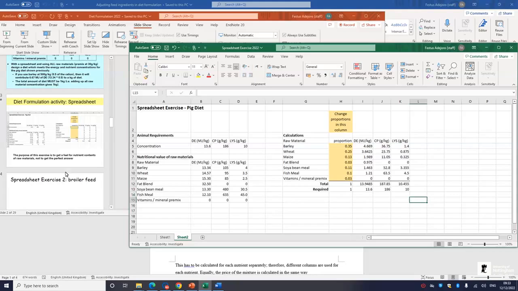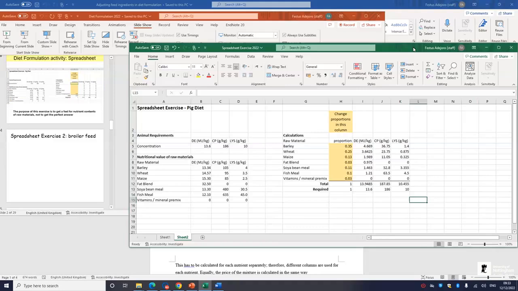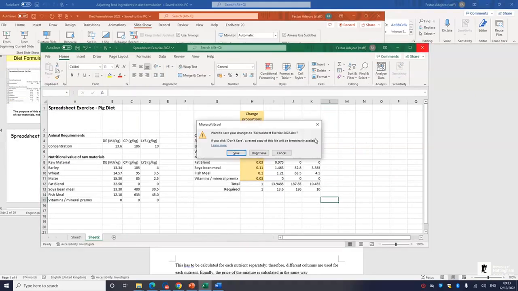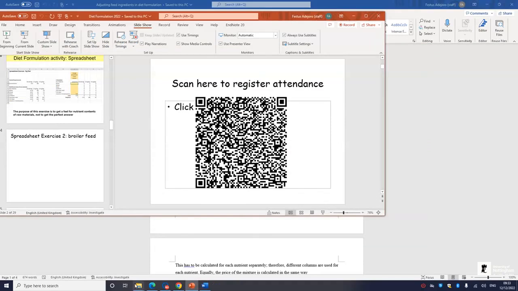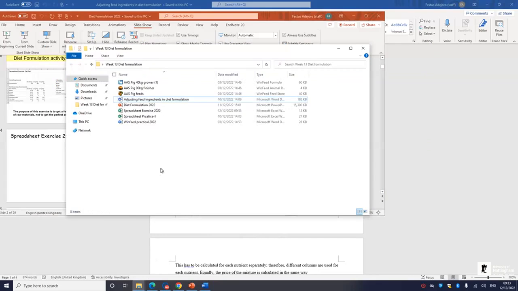We are going to look at a second exercise, and I will just save this for myself. There is a second Excel sheet which I think you should have.